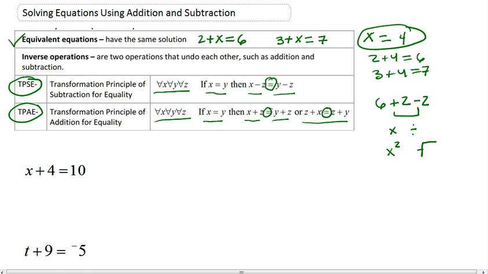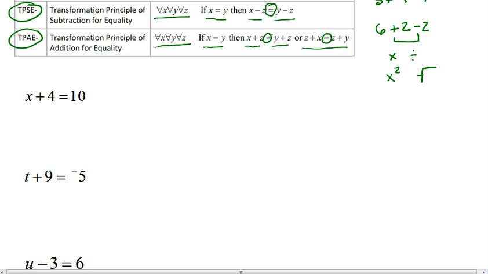So let's apply this. Here's an equation. X plus 4 equals 10. Now you could probably imagine what the answer to this one is by doing mental math. But let's do it using the transformation principles. Right now I look at my variable and I say, what's happening to my variable? Well, we're adding 4. What's the inverse of addition? Subtraction. So I'm going to subtract 4 from both sides of this equation. When I say both sides, I mean both sides of the equal sign. So I'm doing the same thing to both sides. Then I'm going to solve it.